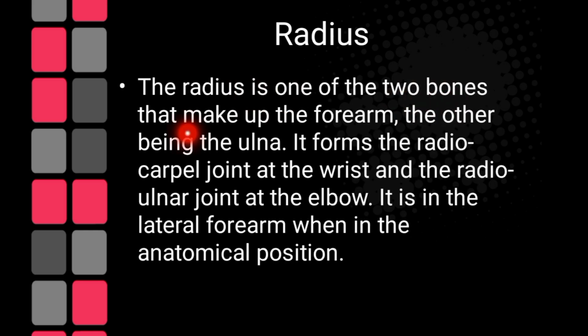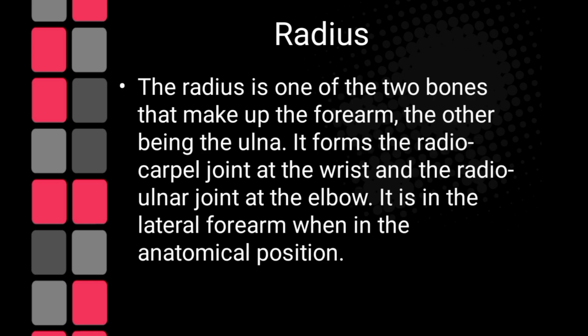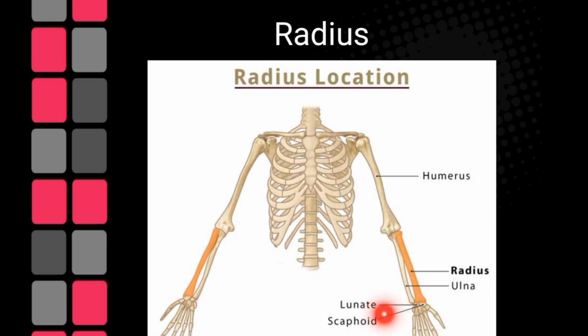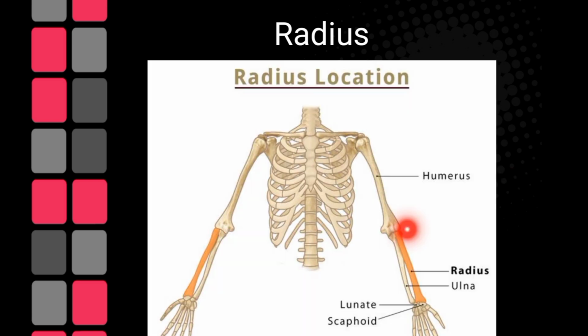Radius is one of the two bones that make up the forearm. Radius and ulna form the forearm. It forms the radiocarpal joint at the wrist. Here is the wrist. Wrist bones are called carpal bones. So radius forms the radiocarpal joint with the wrist, and at the elbow, it forms the radio-ulnar joint.